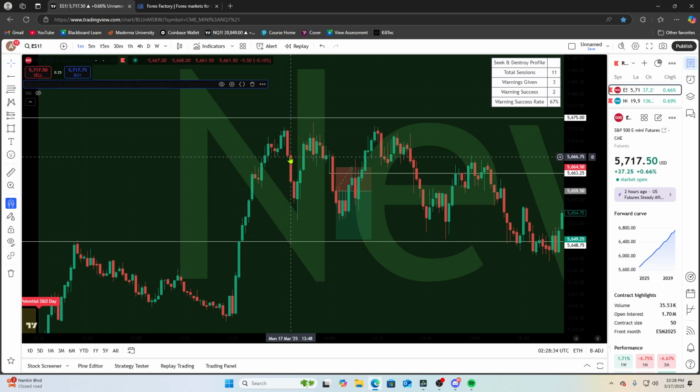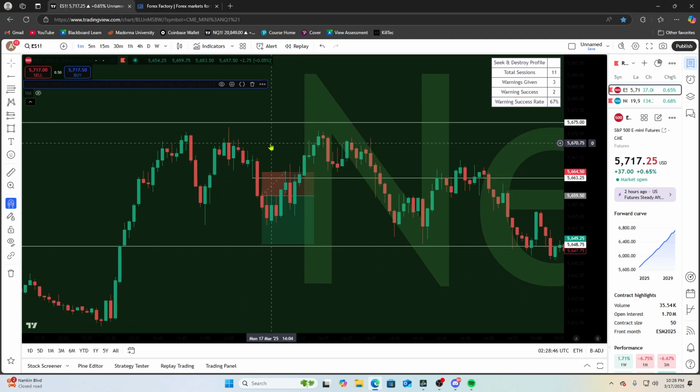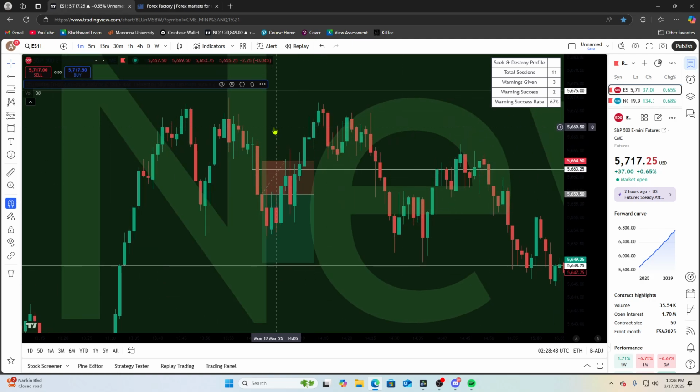Would have probably entered on this candle open right here, which would have been a little bit more ideal, but that was obviously not the case. So we get a retracement back up in here. Basically, there were a few things we had here at the same time.